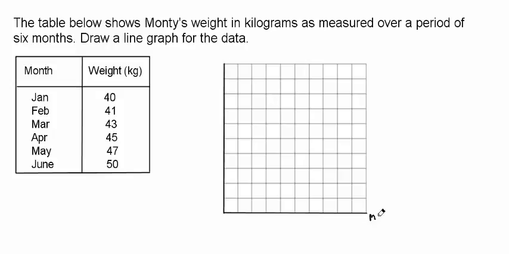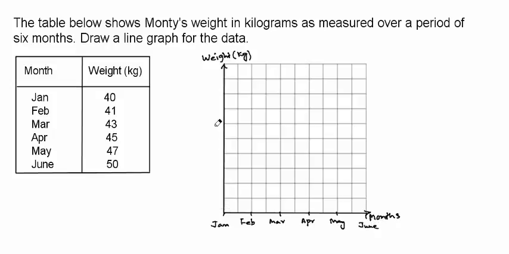So we have the months. And we have the weights in kgs. And we could start from January, February, March, April, May, and we have June here.